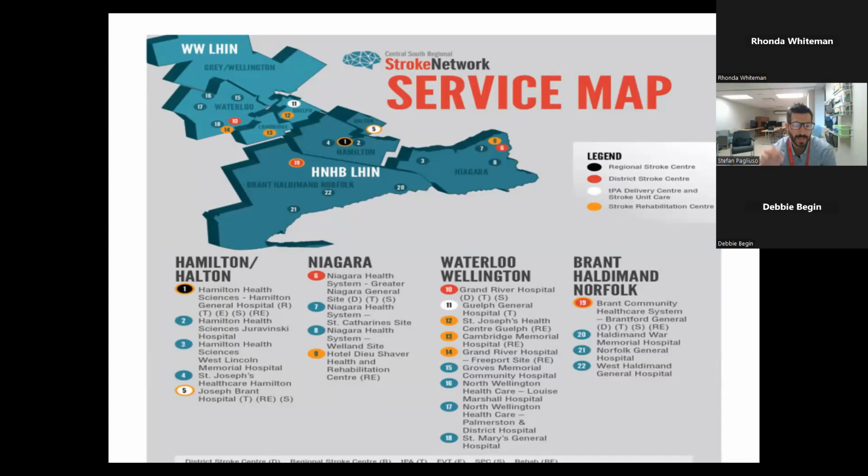Within this region, we have many teams that work every day to deliver best practice care for those affected by stroke. Highlighted on this diagram, it's kind of small to see, but in black and red, you can see the Hamilton General Hospital as the regional stroke center, and also our 3 district stroke centers. The district stroke centers within our region are the Greater Niagara General Hospital, the Brantford General Hospital or Brantford Community Healthcare System, and Grand River Hospital. In our region, we also have additional thrombolysis delivery sites at the Guelph General Hospital and Joseph Brant Hospital. Within the region, there are also 6 acute stroke units and 6 stroke rehabilitation units.